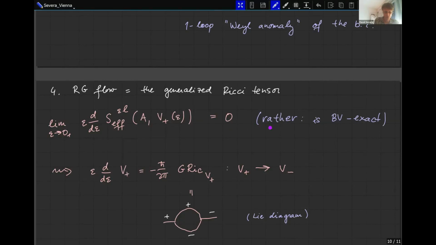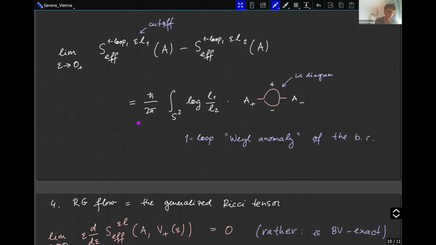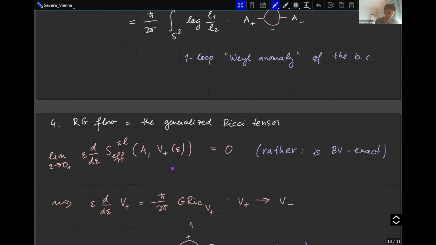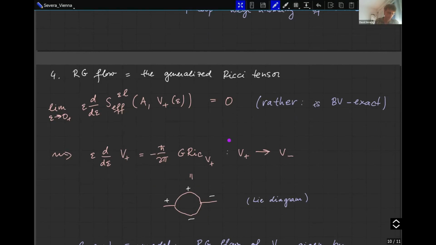And also there is this one little technical thing: since we're in this BV picture, it doesn't really have to be 0. It's enough when it's BV exact. So BV exact things are somehow equivalent to 0. And so when we plug it in, that means that when we just differentiate things by epsilon, one just takes this formula basically. If you want to have that, we will get this derivative of V plus. So that's how V plus flows.